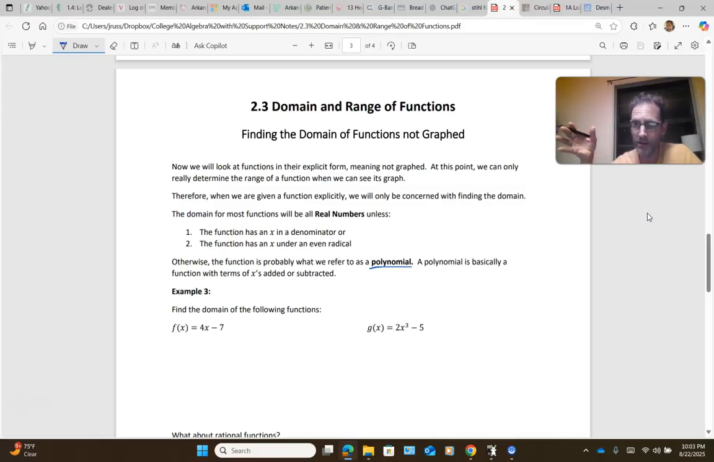That just means that we can take any real number, plug it into the function, and it'll give us a real number out. The two cases in which that will not always happen is when there's an x in a denominator, or whenever there's an x under an even radical. And for now, guys, you can even just ignore case 2. We'll see this later on in the course, but basically the only time we're going to have a restriction in the domain of a function is when there's an x in a denominator. Otherwise, the domain of the function will be all real numbers. And so we've got a couple examples here.